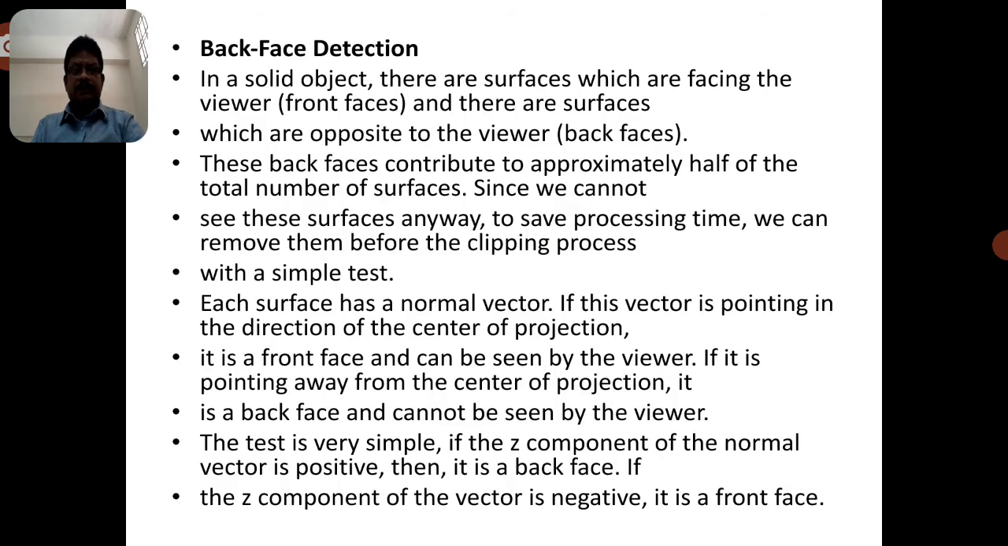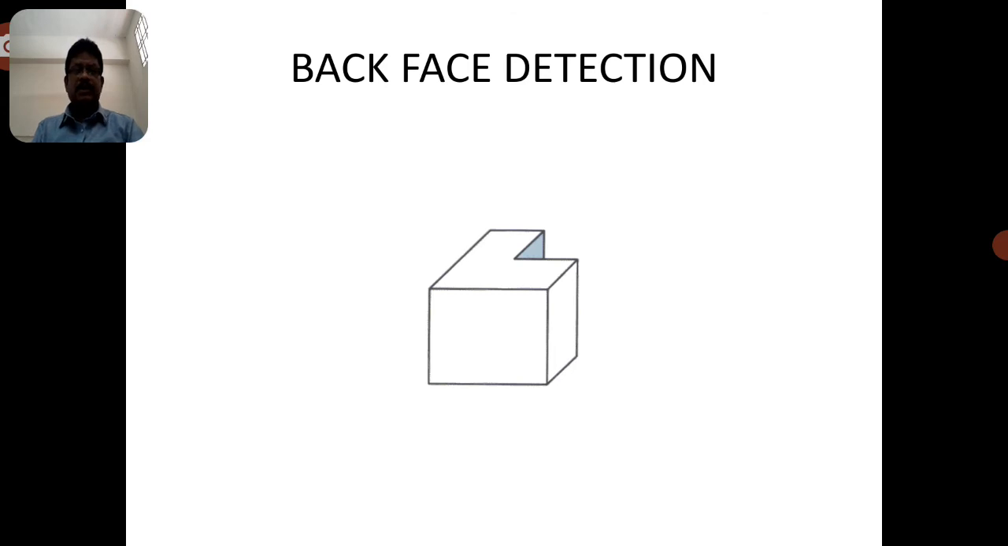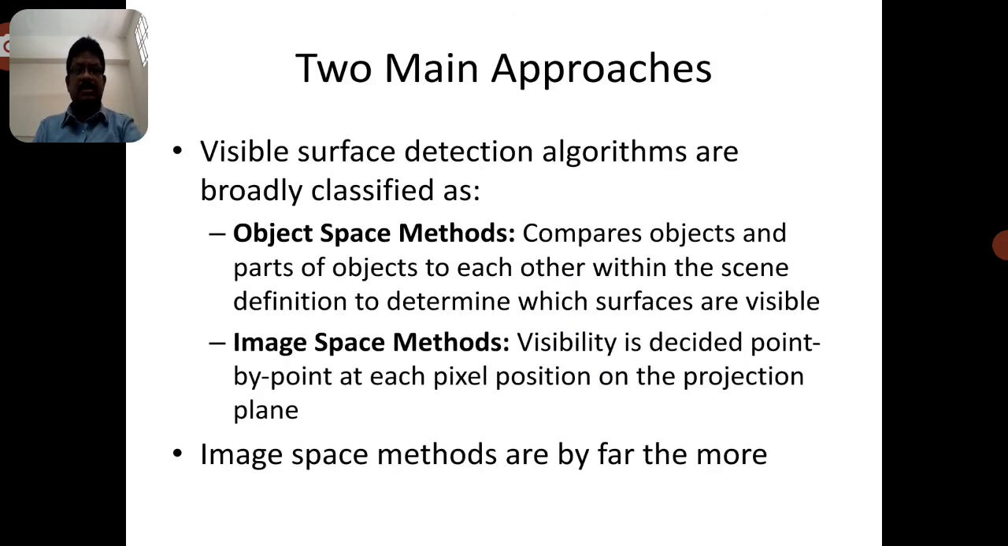So if the z component is positive, then it is a back side, and if it is negative, then it comes to the front end view. So that is mainly focused on this particular back face detection algorithm.